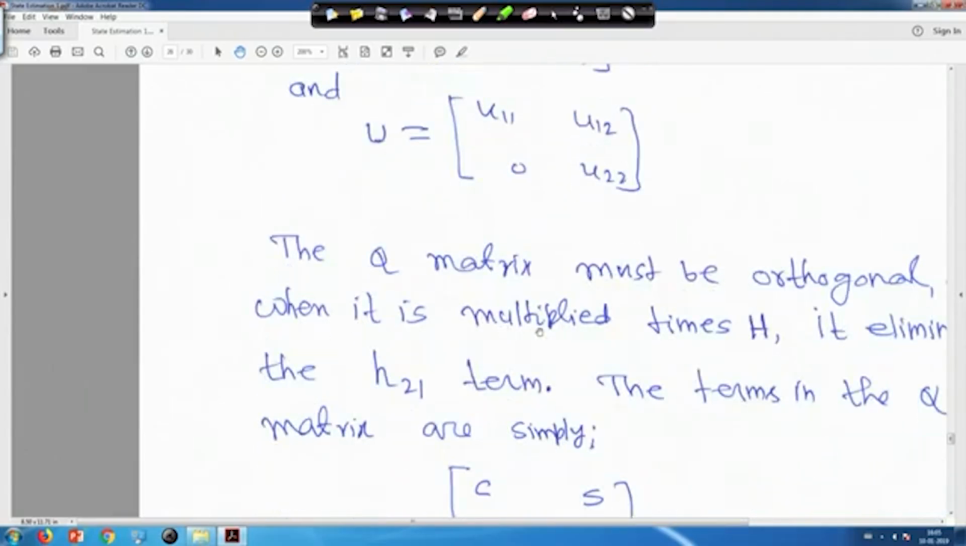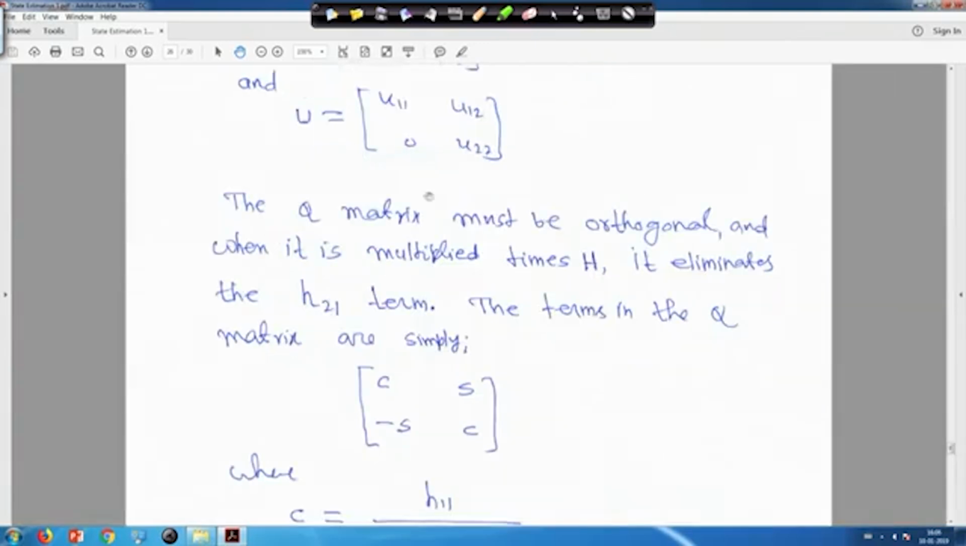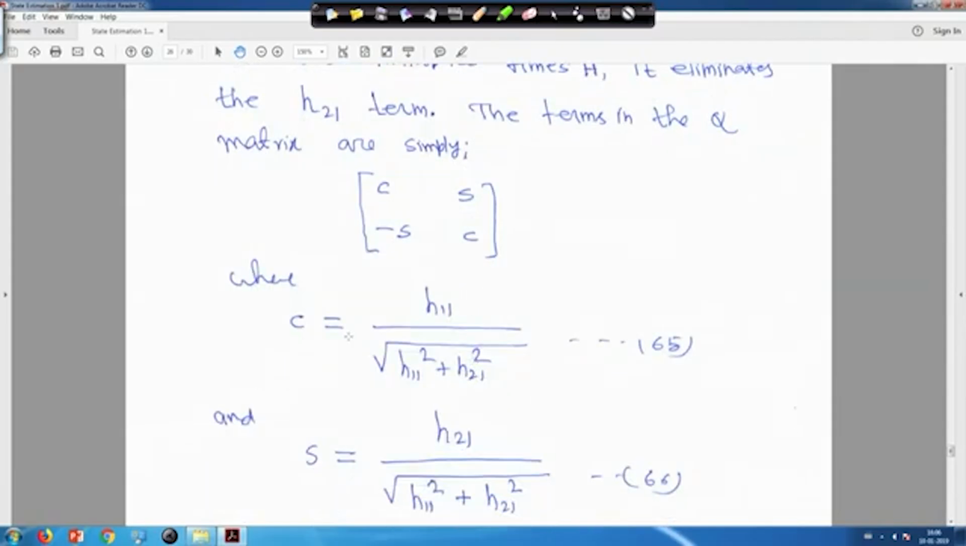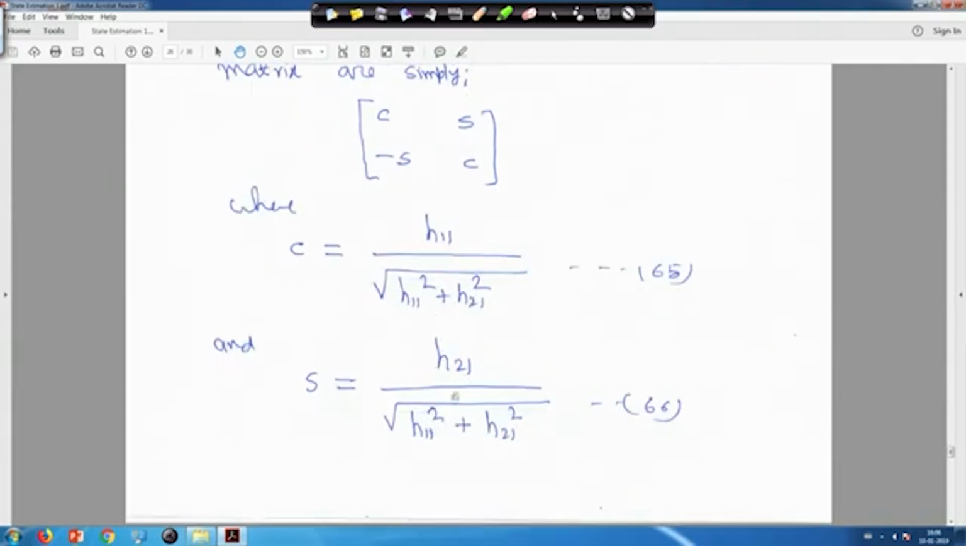So, the Q matrix must be orthogonal, and when it is multiplied times H, it eliminates the h21 term. The terms in the Q matrix are simply C, S, minus S, C, where C is equal to h11 over root of h11 square plus h21 square, and S is equal to h21 over root of h11 square plus h21 square.